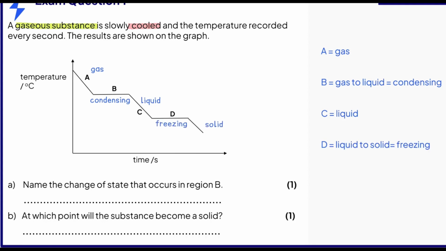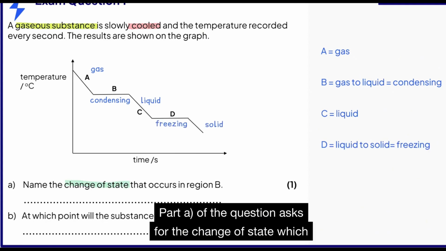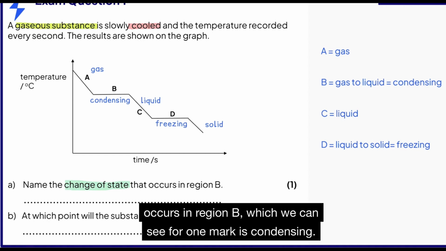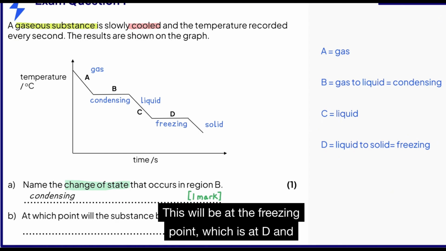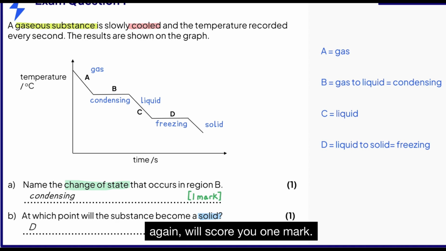Part A of the question asks for the change of state that occurs in region B, which we can see for 1 mark is condensing. Part B of the question asks at which point the substance will become a solid. This will be at the freezing point, which is at D, and again will score you 1 mark.